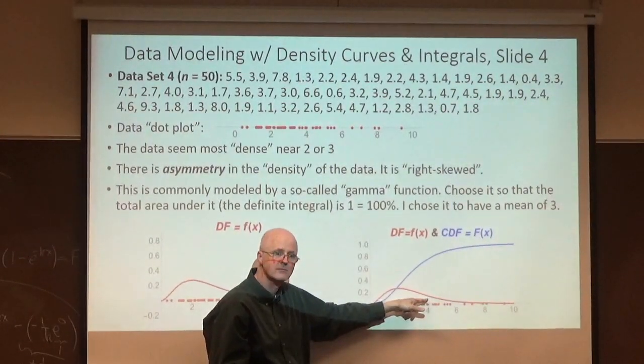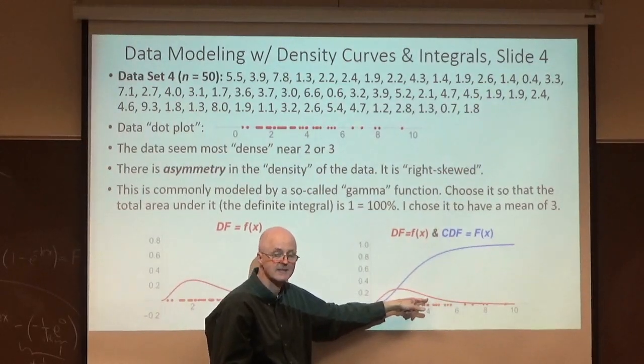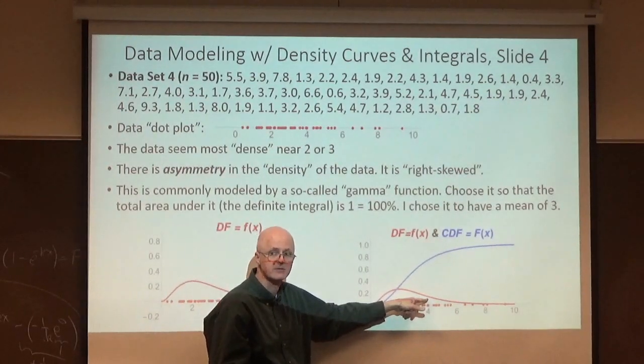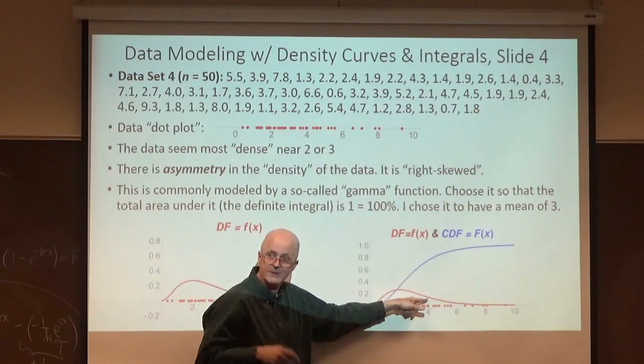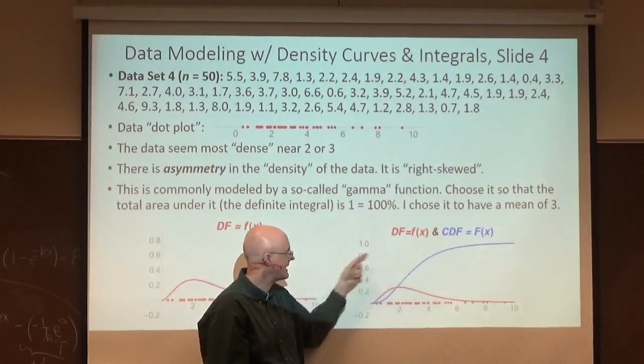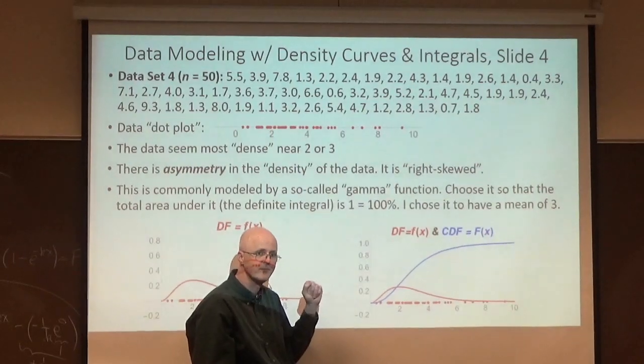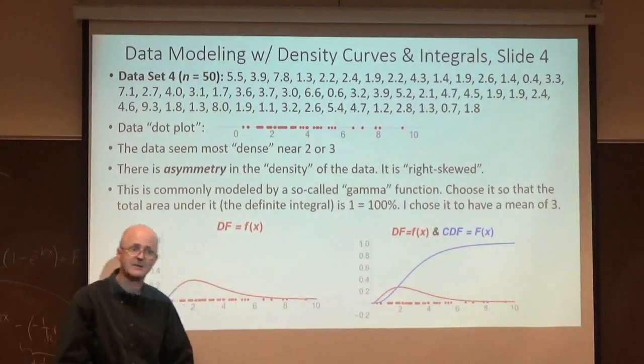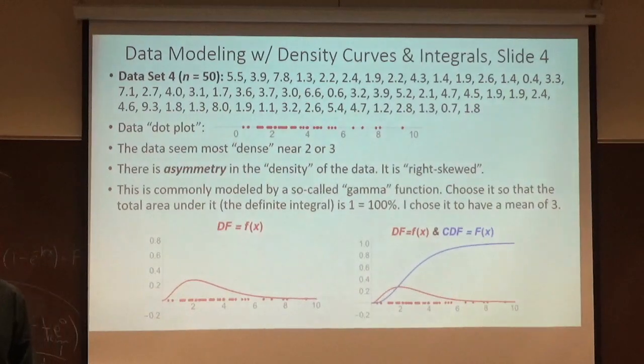Or maybe you say less than or equal to 4. Doesn't really matter. These are all approximations anyway. The probability that the next data point will be less than 4 is about 80%. Okay, so it's those conceptual points that I want you to understand.